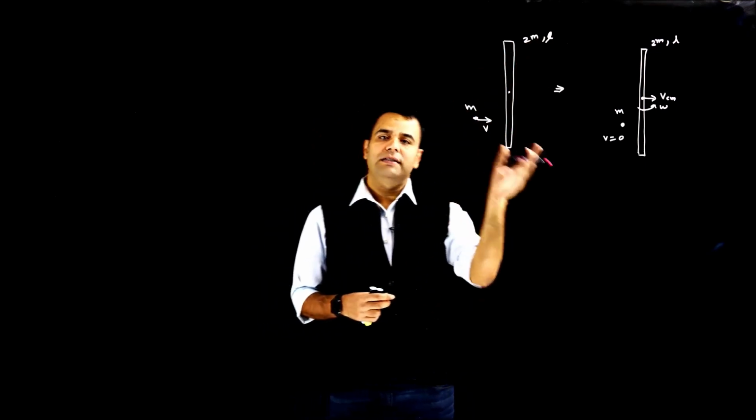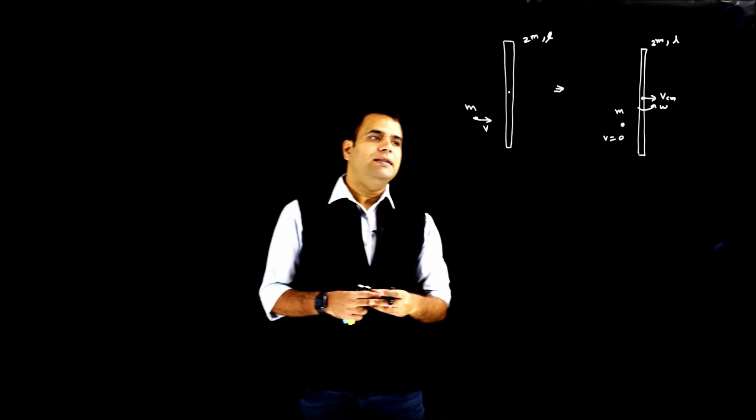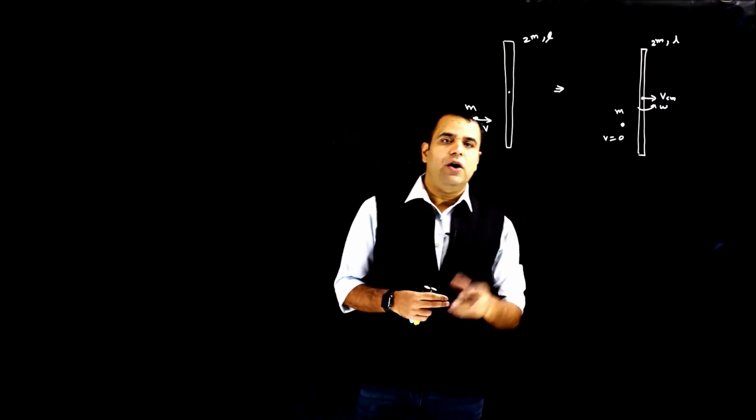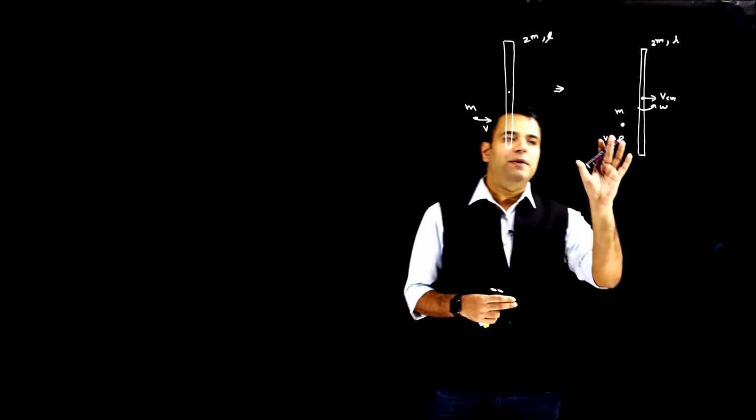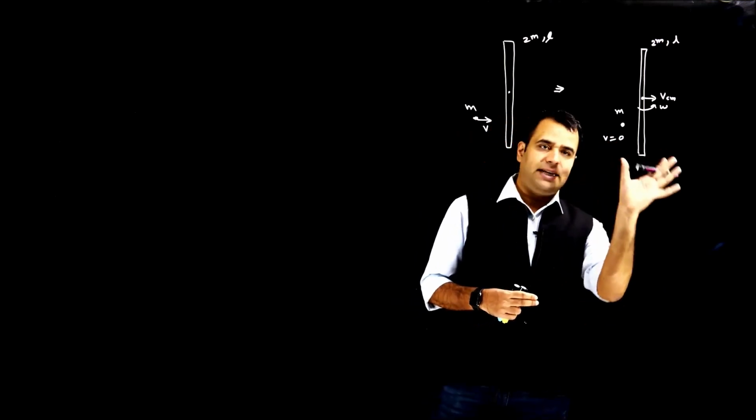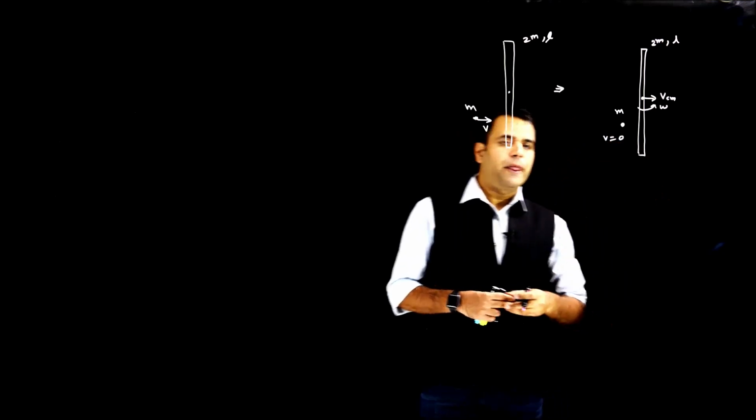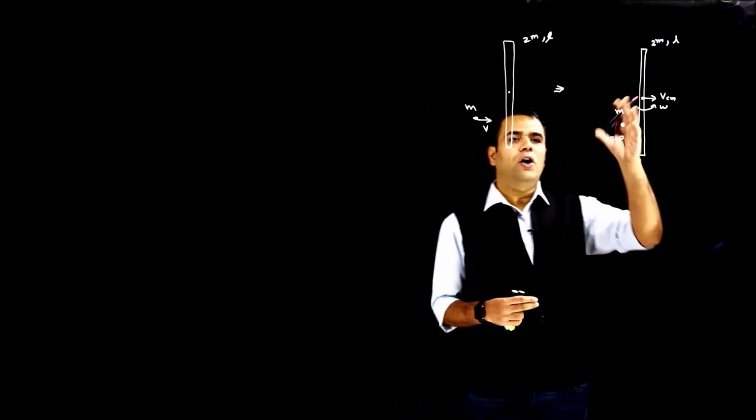This point mass of mass m and velocity v collides with the rod, and after the collision, this point mass comes to rest. It does not stick to the rod, it comes to rest. And obviously since it comes to rest, the rod will start moving.